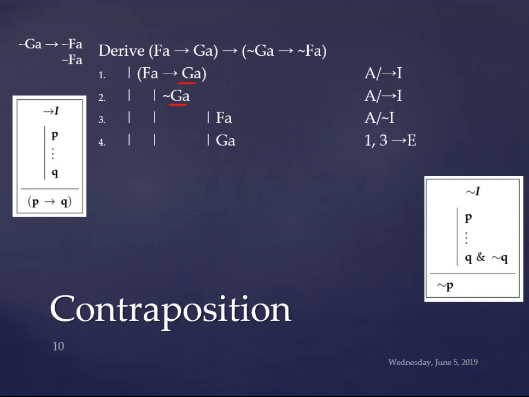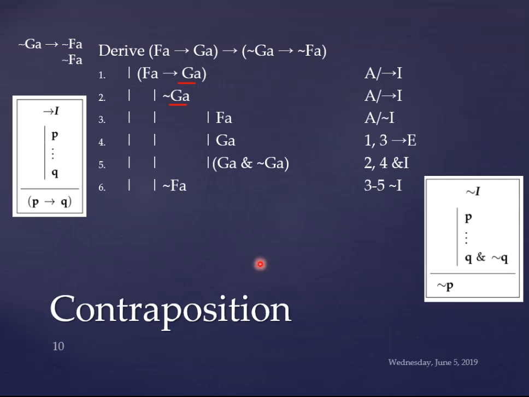Now I can grab line 2 and line 4, bring them together with conjunction introduction, create my contradiction as such, and then I'm done. Now I have satisfied this rule, and I can discharge the subderivation and put a negation on this assumption that I assumed for reductio. So there we are.